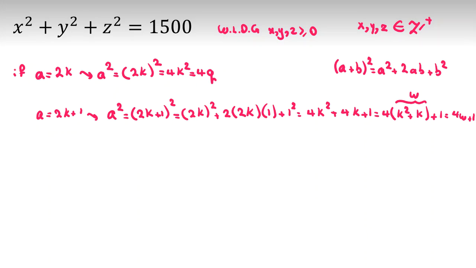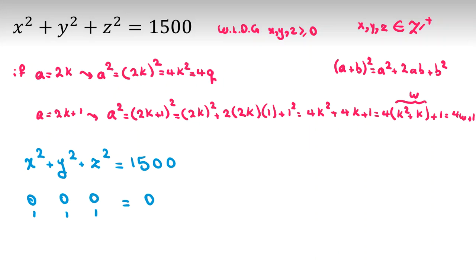Now, in the main equation, we have 3 perfect squares. x squared plus y squared plus z squared equal to 1500. We consider the remainder when divided by 4. This 0 equals the sum where each of them can be 0 or 1, 0 or 1, 0 or 1. The only possible case is 0, 0, 0. We don't have any other possible case. So x, y, z should be even.